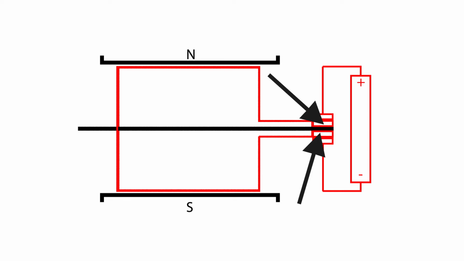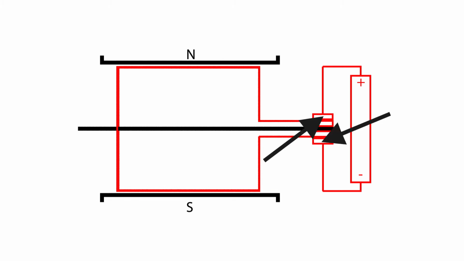There are points on the rotor that make contact with the power source called commutators. They make contact through brushes on the case of the motor. The brushes are wired to the power source.